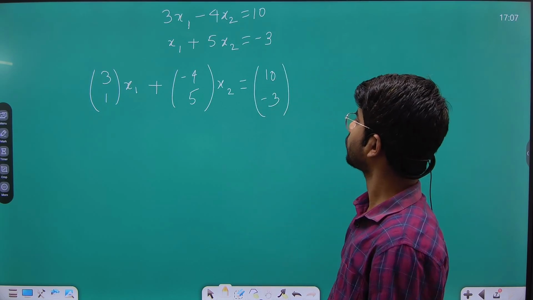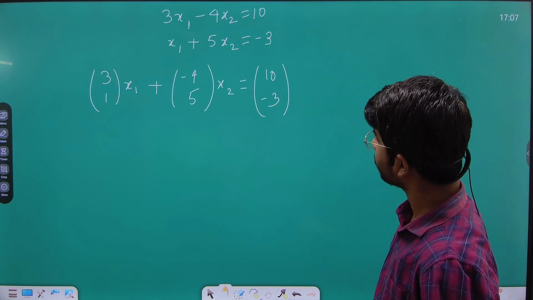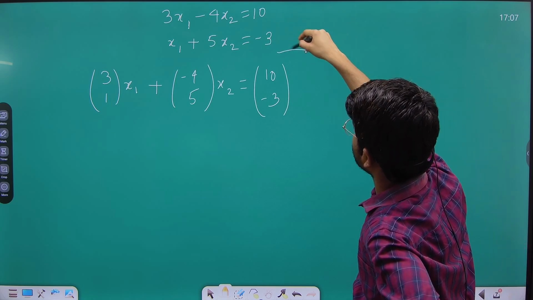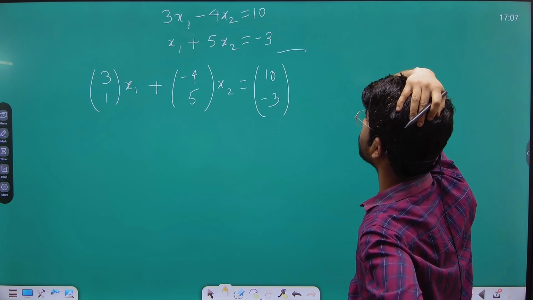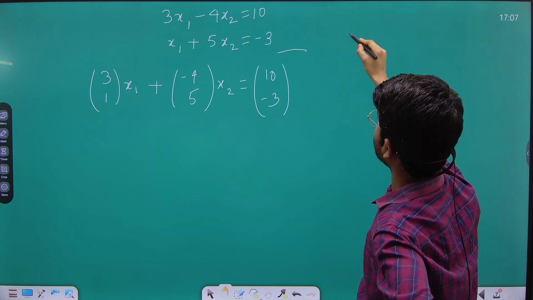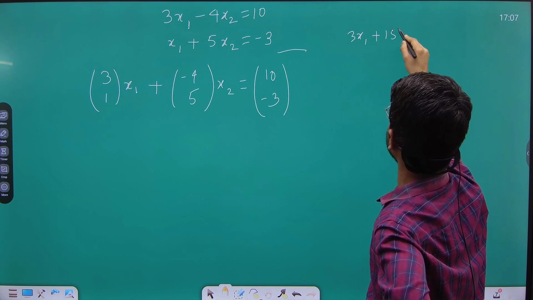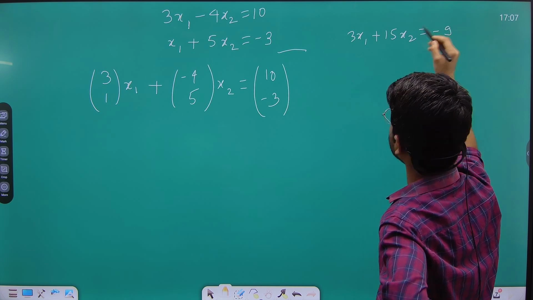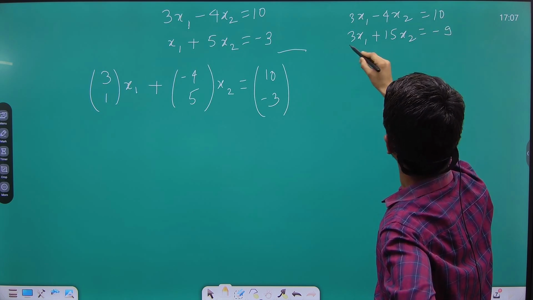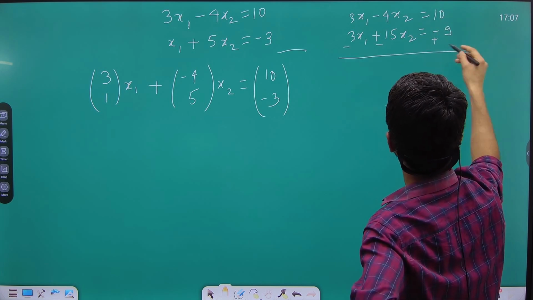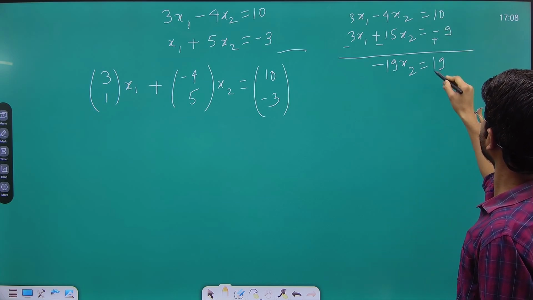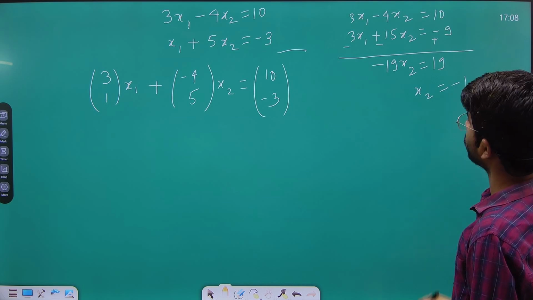So you want to solve these two systems of equations. What would the solution be? Suppose you want to solve this. From the first equation and the second equation, if you multiply the second equation by 3, you get 3x1 plus 15x2 equal to minus 9, and the first equation is 3x1 minus 4x2 equal to 10. So taking the difference of these, you will have minus 19x2 equal to 19. So your x2 would be equal to minus 1.